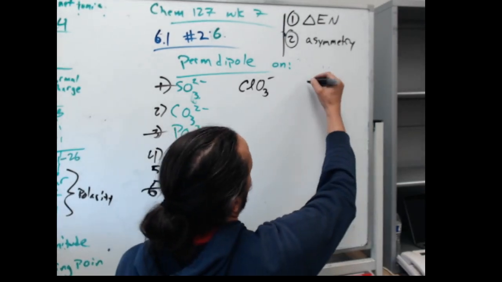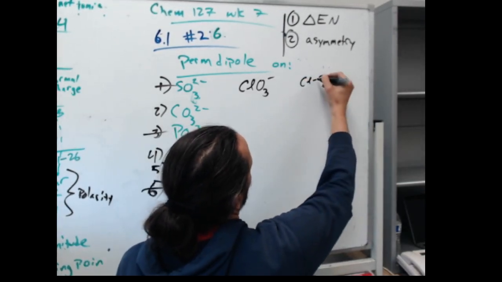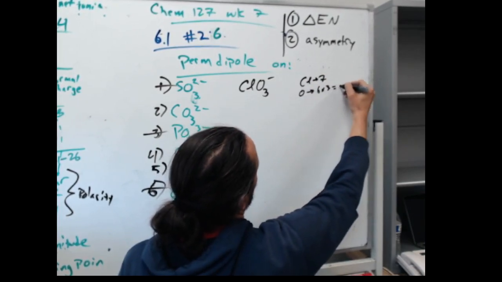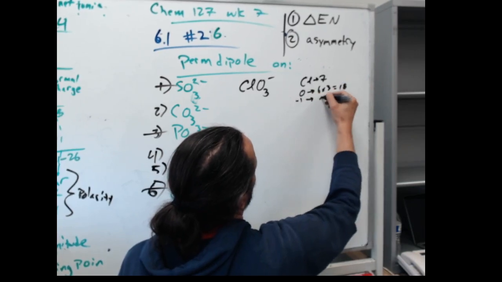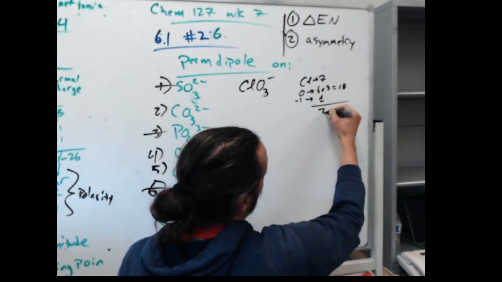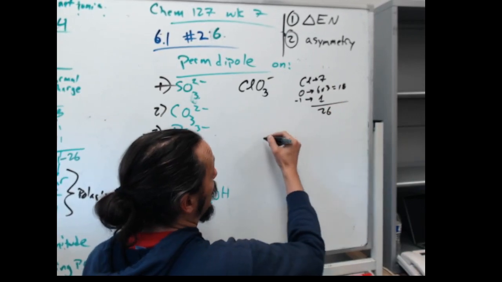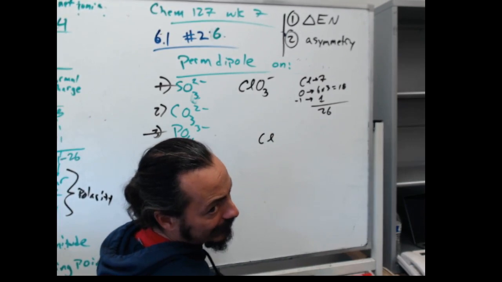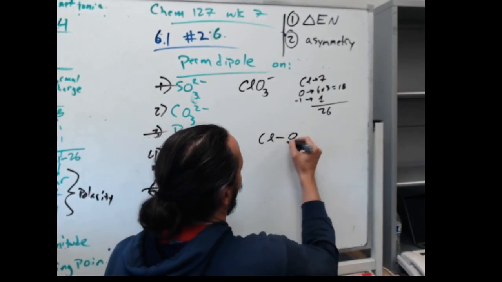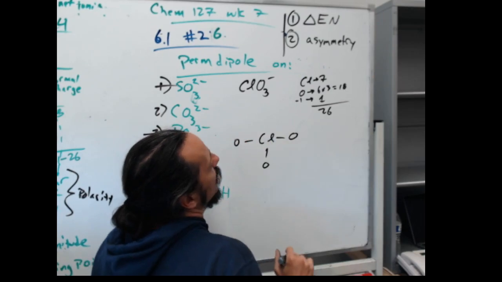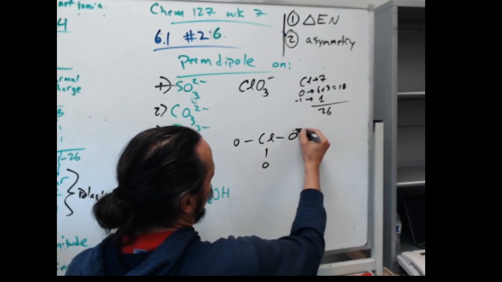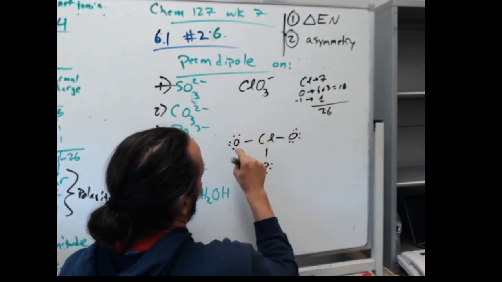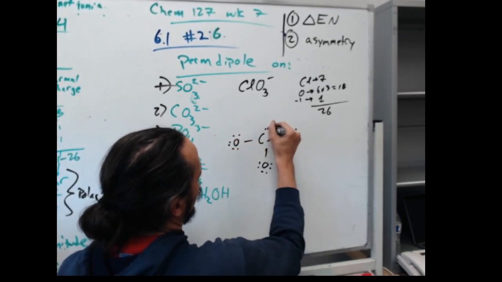I'm going to count my electrons. Chlorine brings 7. Oxygen brings 6 each, and I've got 3 of them. That's going to be 18. Minus 1 brings me 1. So that's going to be 26 total. I'm going to put my least electronegative atom in the middle. Chlorine's pretty electronegative, but it's lower than oxygen, so it goes in the middle. Put my oxygens around it. Try to get everything to 8. Eight, 16, 24, 26.